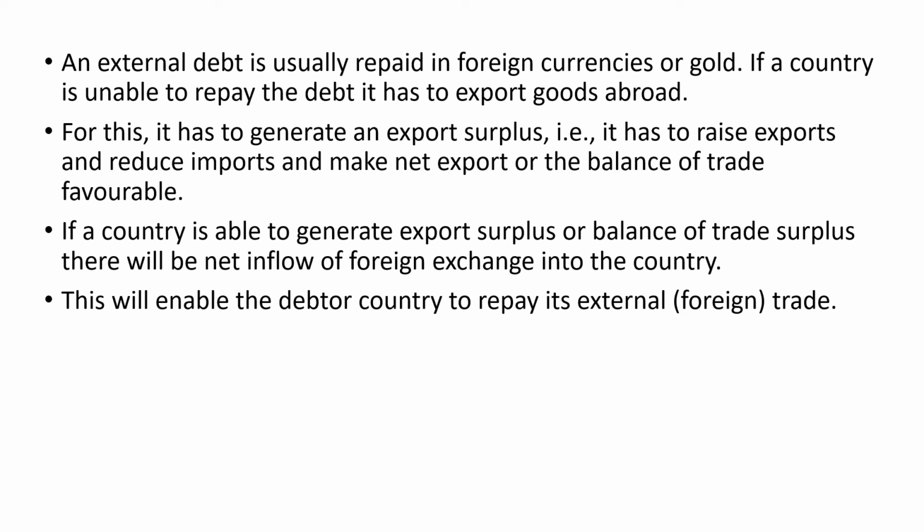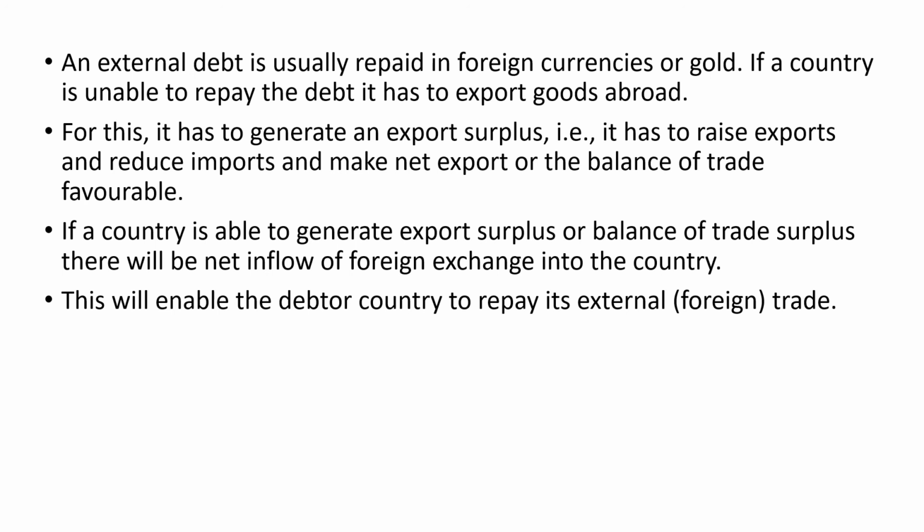If a country is unable to repay the debt, then it has to export goods abroad. For this, it has to generate an export surplus. It has to raise exports, reduce imports and make net exports, or the balance of trade, favorable. How can we make the balance of trade favorable? When I say balance of trade, it deals with exports and imports of goods only. We are not dealing with services. So we have to make sure that our exports of goods are more than our imports of goods. Only then could we make our balance of trade favorable and generate a trade surplus.